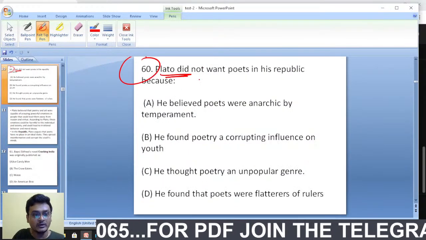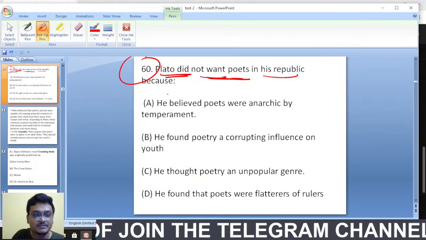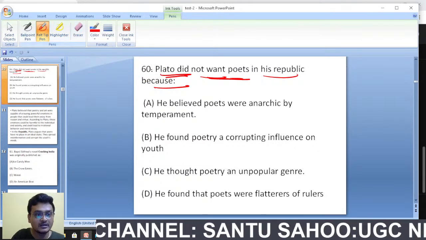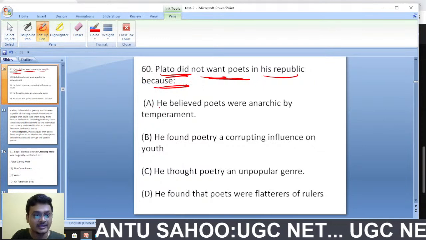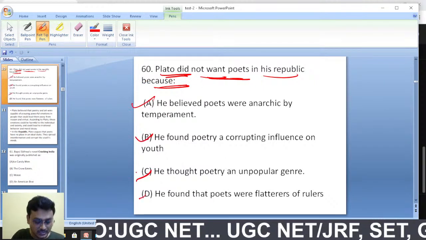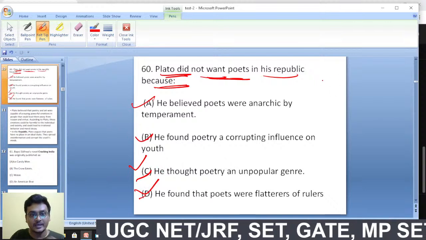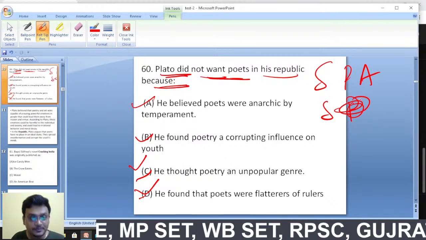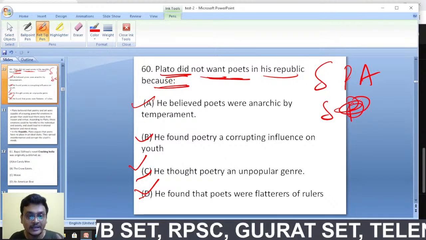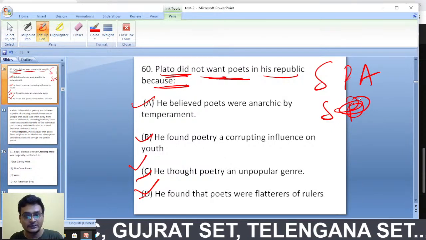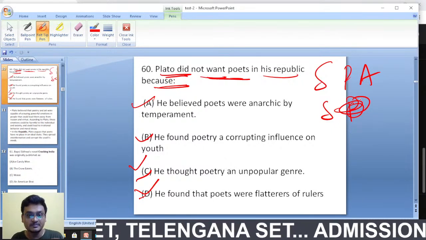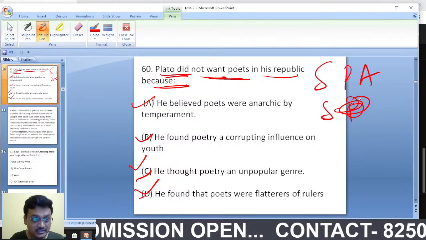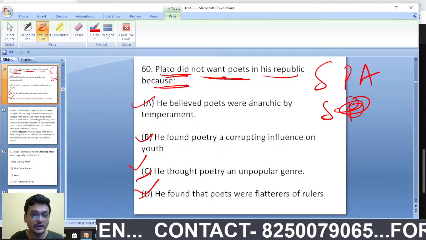Plato did not want poets in his Republic. Plato's famous work, The Republic, where he did not want poets. What are the reasons? Read it out and answer. So you see, this is the spa writer: Socrates, Plato, and Aristotle. Socrates' disciple is Plato, and Plato's disciple is Aristotle. So what is the reason Plato did not want poets in his Republic?